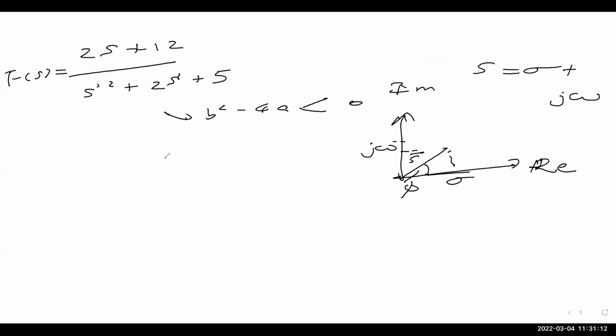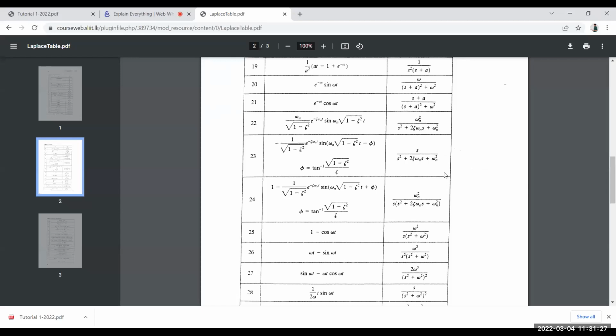Where were we? So we have that this is 0. This is imaginary. So what we can do is use equations 23 and 22 from the table. 23 actually says when there's an s on top as the numerator, and here when you have omega n squared on top.